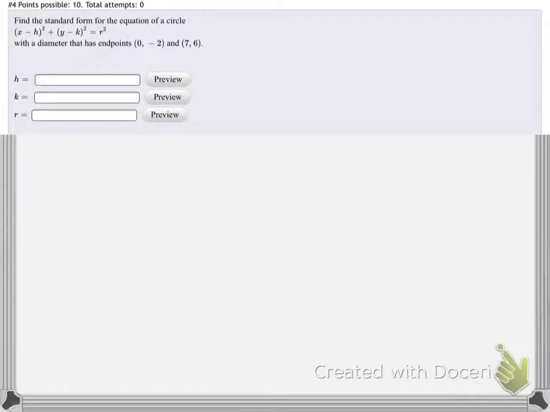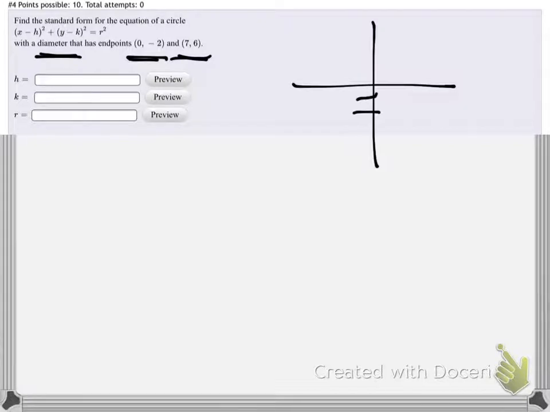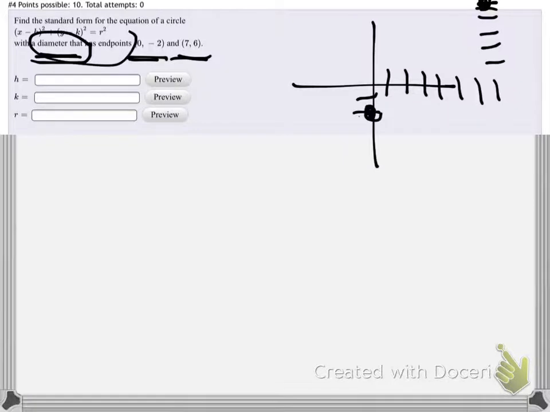So, okay, find the standard form of the equation of the circle. But all they give you is a diameter that has endpoints at 0, -2, and at 7, 6. What I would do is just draw it. And so if I put this on a graph, we have 0, -2, down 2. And then 7, 6: 1, 2, 3, 4, 5, 6, 7, and 1, 2, 3, 4, 5, 6. Just pretend like it's up there. And then what we've drawn here are endpoints of a diameter.